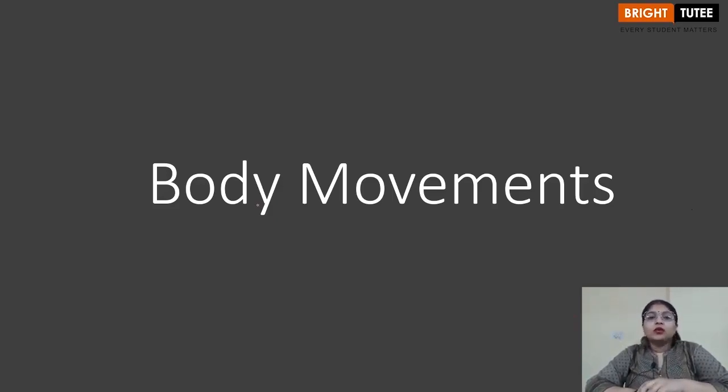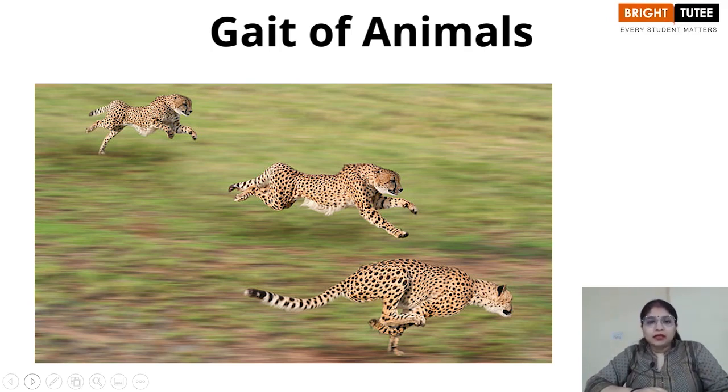Now, in this particular session, we are going to talk about the gait of animals. What does gait of animal mean? Basically, gait means the movements, right? What kind of movement do we observe in different kinds of animals? That is what we are going to study in this session. So, the very first animal that we are going to study is the earthworm.